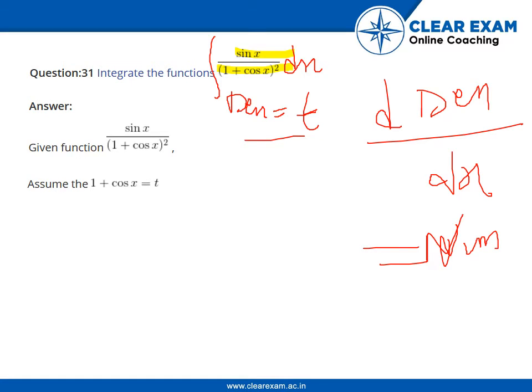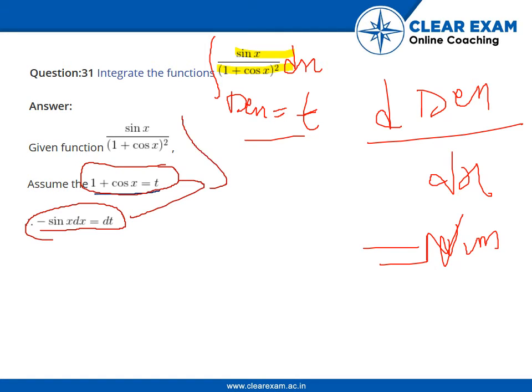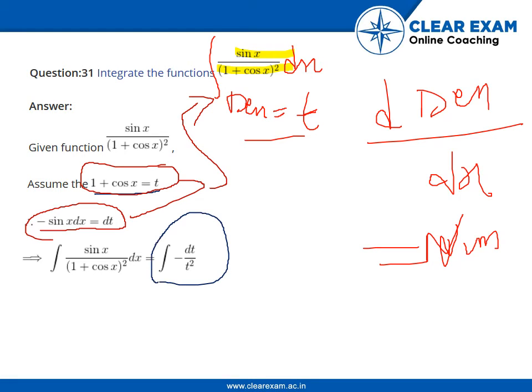We assume 1 plus cos x is equal to t, then we differentiate it on both sides with respect to x, and we get minus of sin x dx is equal to dt. Now we make these two substitutions in the original function. So what do we get after substitution? We get the final integrand as minus dt upon t square.